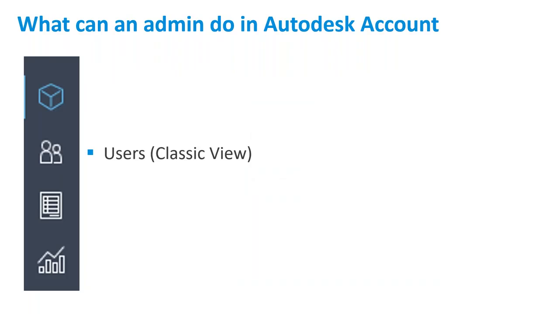So the next sort of part is the classic view of user management. So this is where you'll find all of your serialized licenses. So any licenses that you purchased through an Autodesk partner in the past, it's probably prior to a year ago. Any licenses you purchased recently as in subscriptions, they should be non-serialized. But yeah, any older licenses or maintenance plans will still be in this classic view.